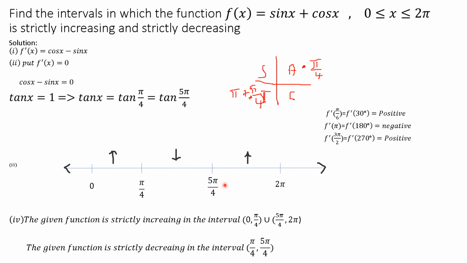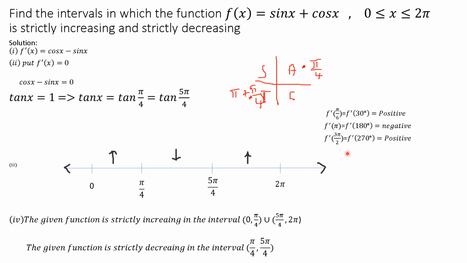Next, in the interval 5 pi by 4 to 2 pi, take any angle in between 5 pi by 4 and 2 pi. Here I have taken 270 degree. 2 pi means 360 degree. So 5 pi by 4 to 2 pi means 270 degree lies in between these two numbers.